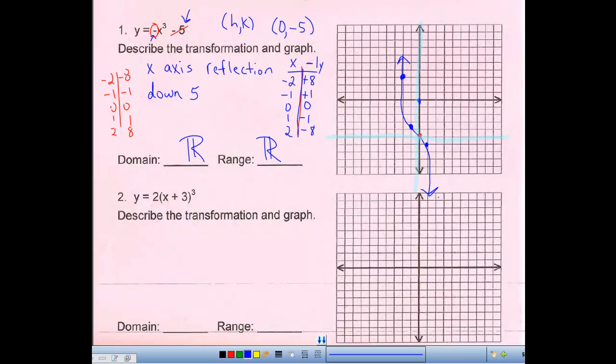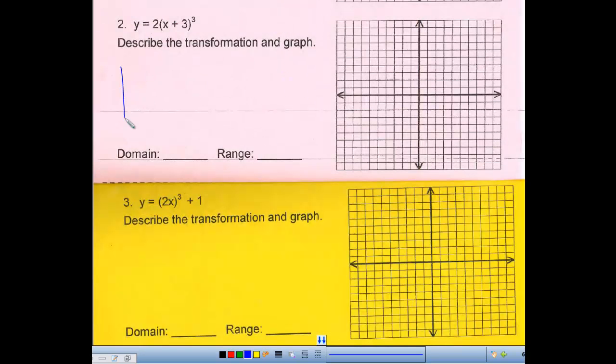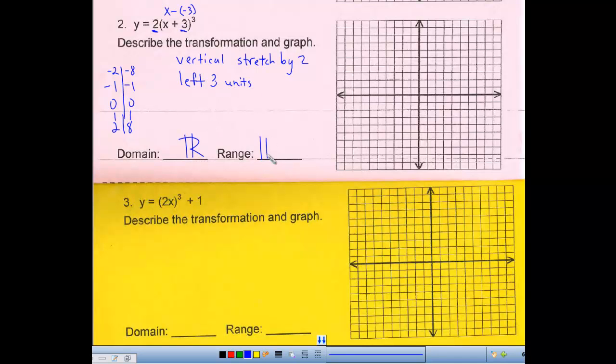Let's look at the next example. I'm going to start by writing down my key points to the original. What is happening in the graph? Well, this 2 on the outside says I'm vertically stretching by 2. This 3 on the inside, since this was X minus something, this had to have been a negative 3. So we're moving left 3 units. It's the opposite of the way we think. We know the domain and range is all real numbers before we graph this.